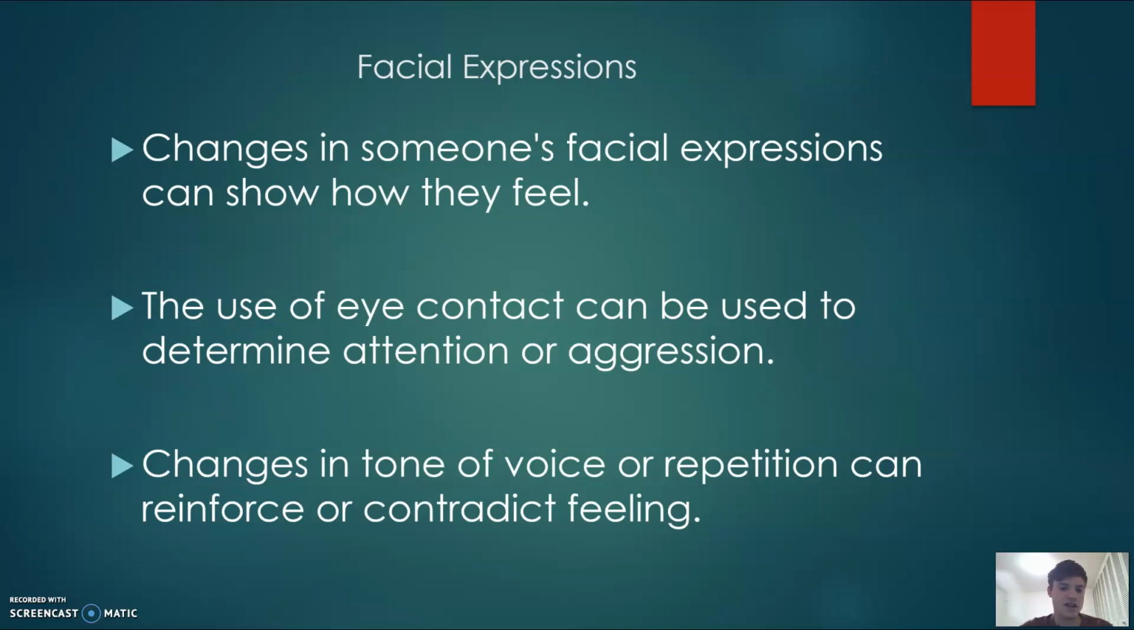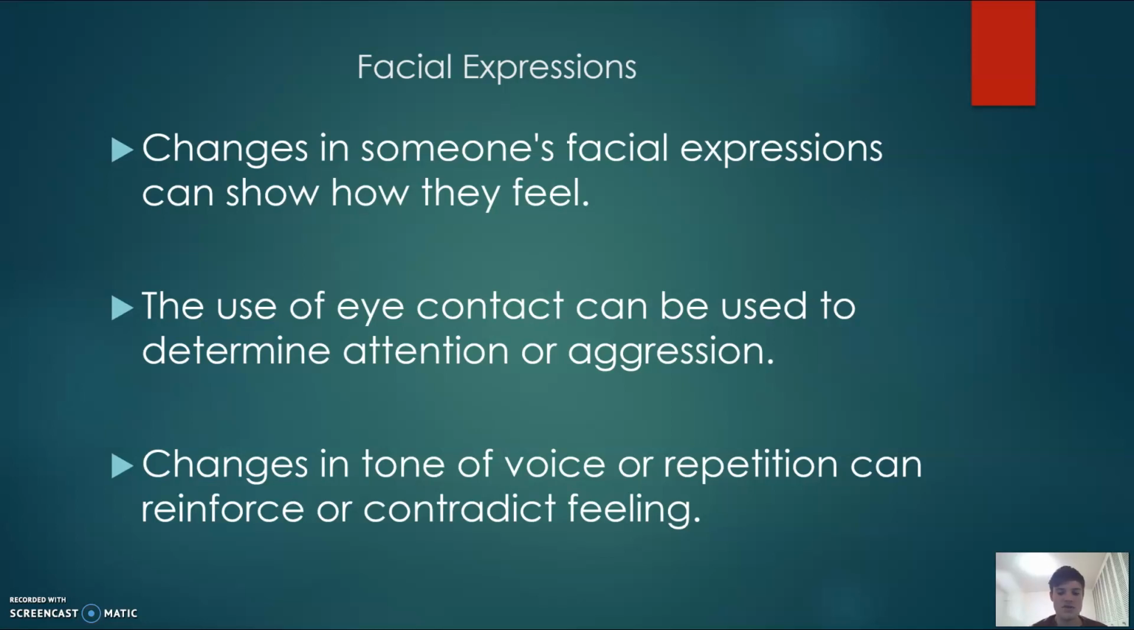The use of eye contact can also be used to determine the attention someone is giving. So if someone's making eye contact with you, they're probably focused. But if they're looking around, not looking at you directly, they probably don't really care. Just looking around, thinking about other things. It can also be used to show aggression. So if someone's looking at you or giving you an evil glare, it can be a form of aggression.